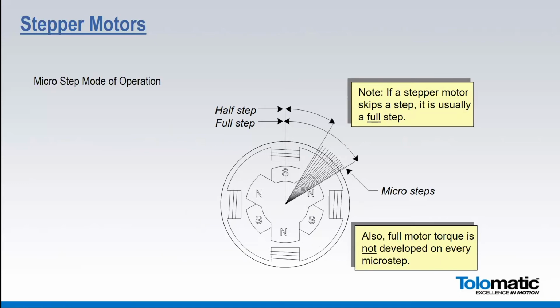Also, full motor torque is not developed on every micro step. So you don't get the full stepper motor power on each micro step. So you might try to increment it 1,000 micro steps, and it might only go 50 micro steps because you didn't get full motor torque. That's different than a servo motor where you can develop full motor torque for any number of commanded steps.